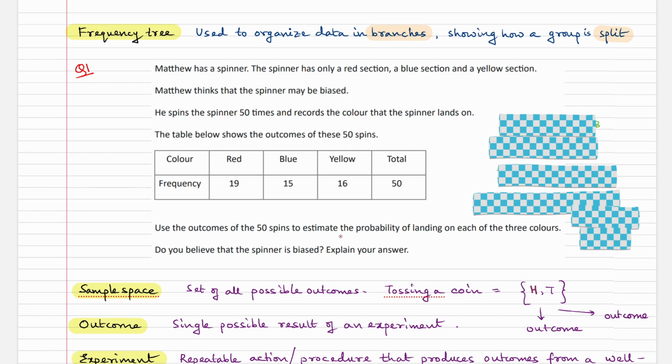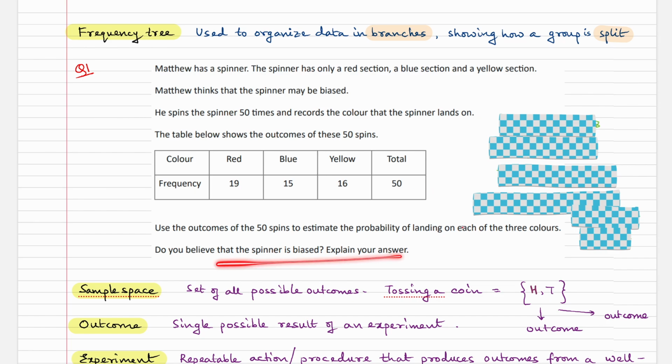This should be quite easy. This illustrates the fundamental formula for probability, which is number of favorable cases divided by the number of total cases should give you the probability. How many red sections turn up? 19. Total 50. So 19 by 50 for red, 15 by 50 for blue, and 16 by 50 for yellow.